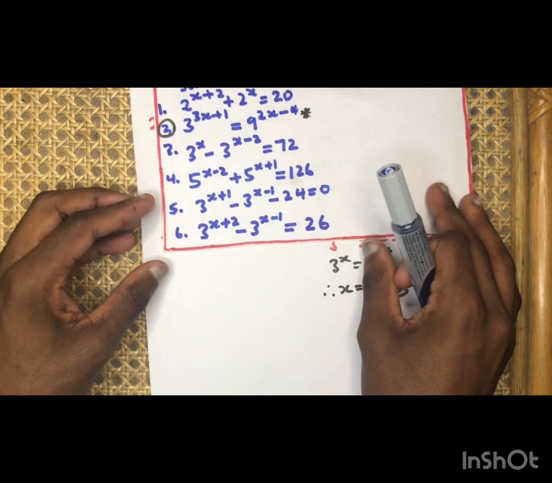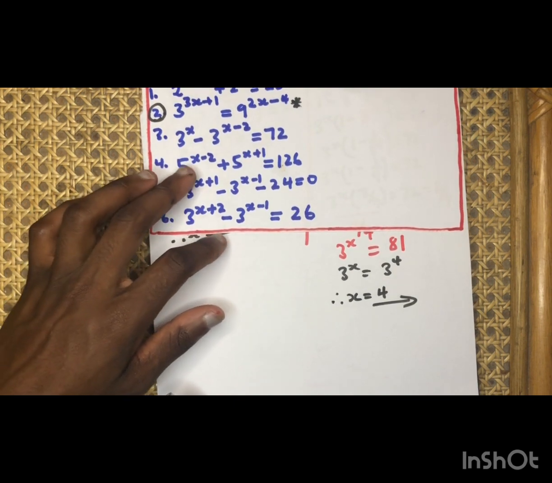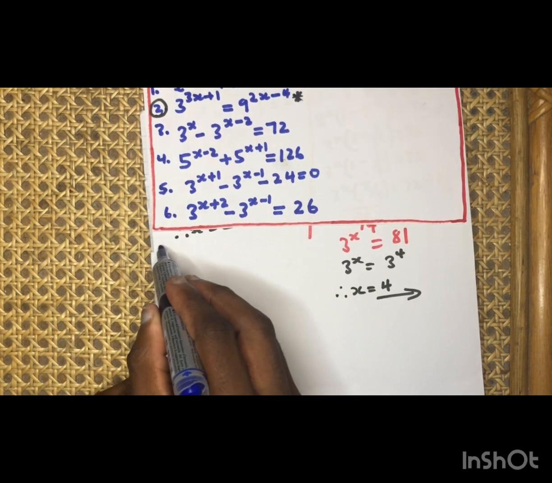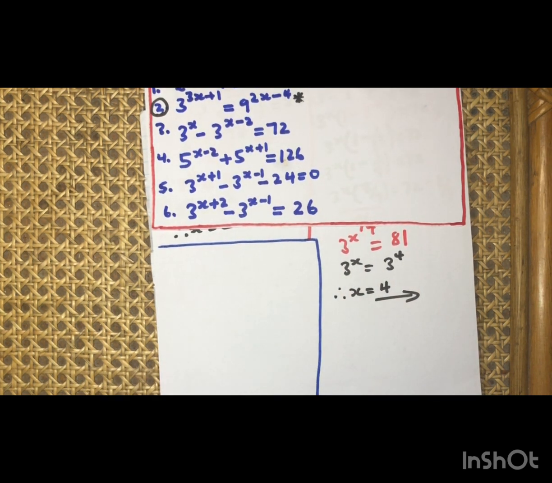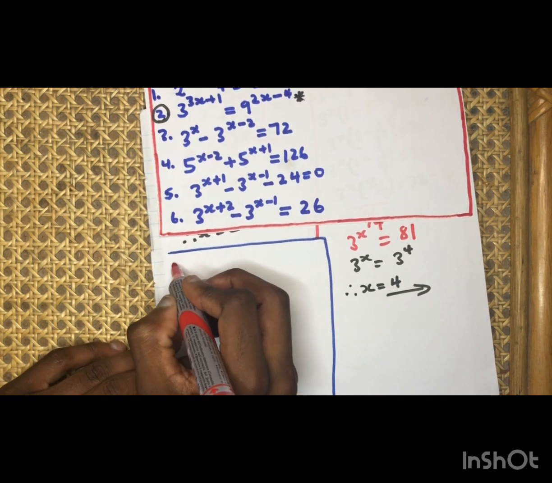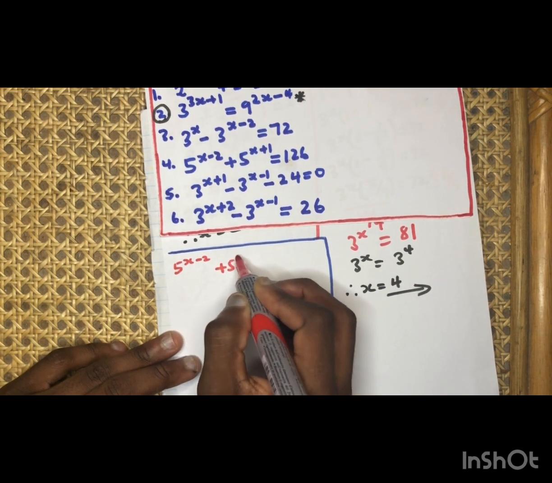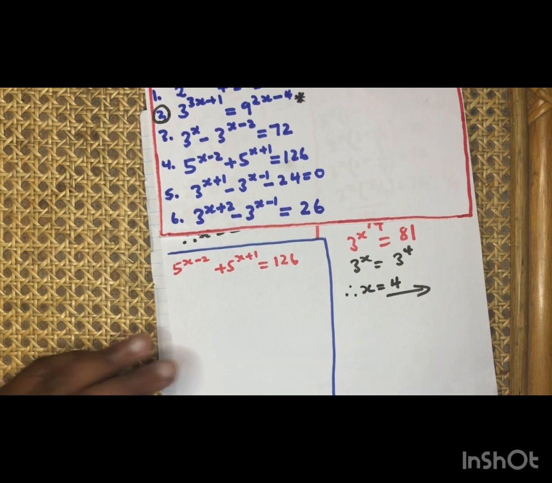Number 4. Same thing guys. Number 4, we have 5 to the power x minus 2 plus 5 to the power x plus 1 equals 126. So I'm going to answer this question guys here. The approach is still the same. Remember, you can pause this video and try to attempt this question on your own. So we have this question here equals 126.